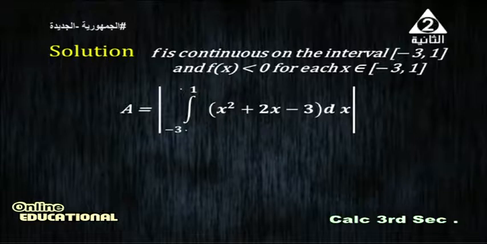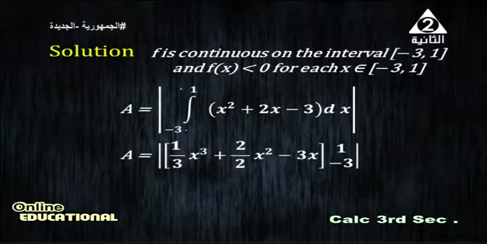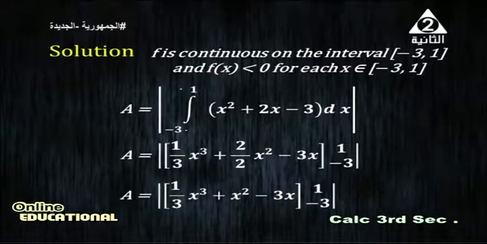Now, what is the integration of x² + 2x - 3? The integration of x² is a third x³, and the integration of 2x is 2x² over 2, and the integration of -3 is -3x, from -3 to 1. We can write the area equals a third x³ + x² - 3x from -3 to 1.